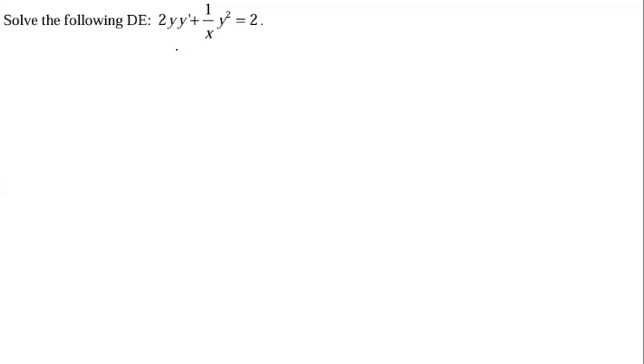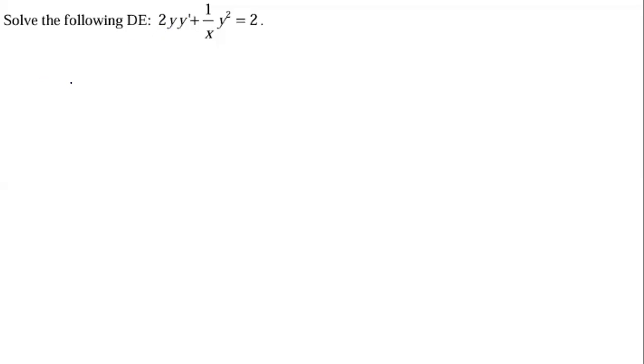So first things first, I want to rewrite this equation in a standard form. Either I rewrite it in the standard form of linear, or in the standard form of Bernoulli. It really does not matter what you do. Now I'm going to divide, because here I have y prime, so I'm going to get rid of this 2y.